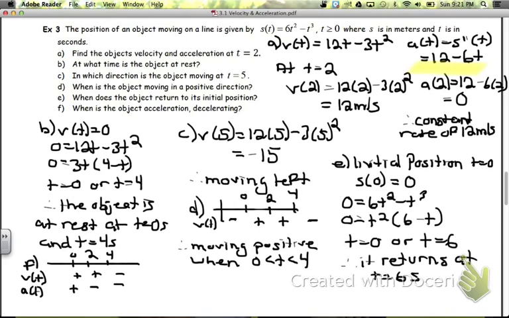So when talking about accelerating, and you look at your values here, when we discuss accelerating on the first page, we know that this is going to happen between 0 and 2, and when t is greater than 4, because we have to have both our velocity and our acceleration both positive or both negative. And our decelerating is therefore between 2 and 4.